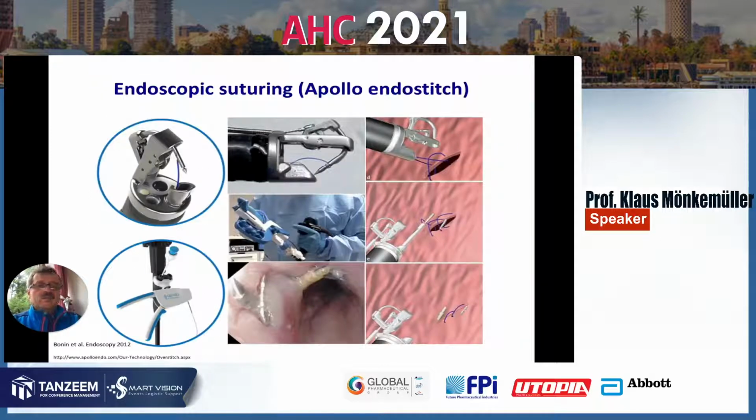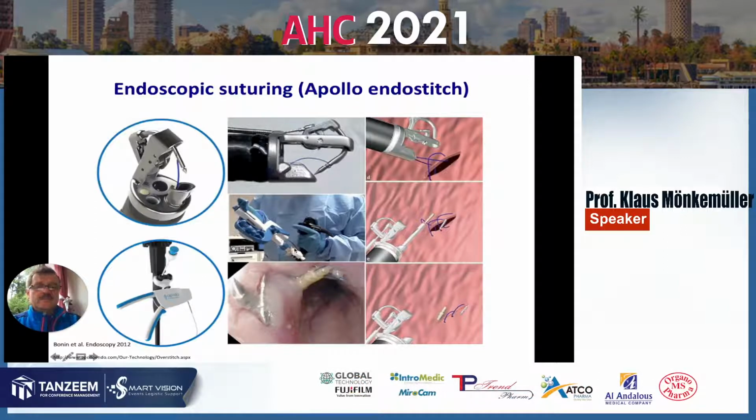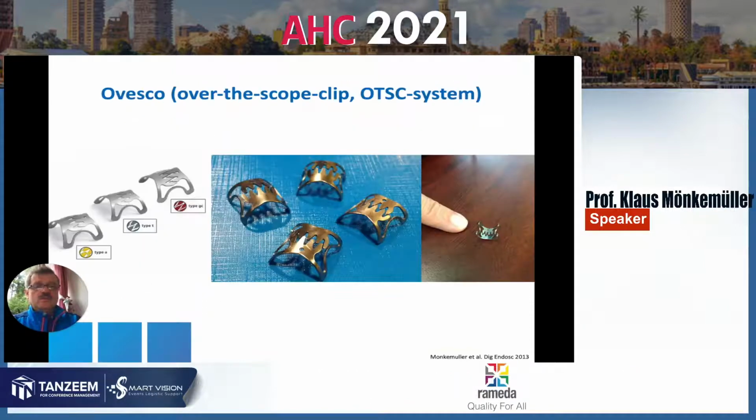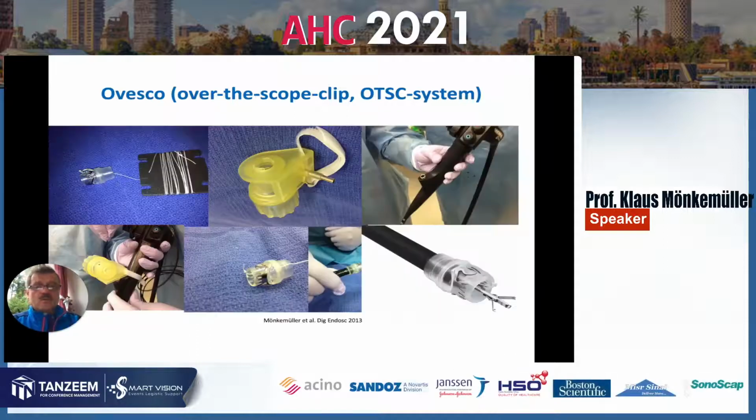The endosuturing device is quite useful to close leaks and fistulas, but the lumen needs to be sufficiently large for you to use this device. If the lumen is narrow, it's quite difficult to use it. For these situations, it's better to use, for example, clips or over-the-scope clips.